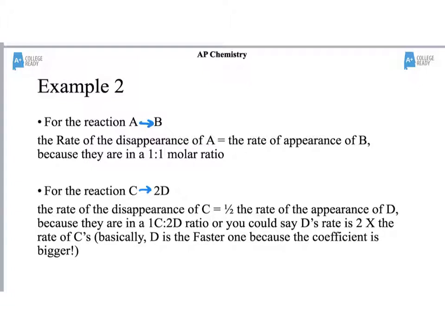So basically, D is the faster one. Why? Because its coefficient is the bigger one. So I like to do it that way. I like to look at the two and go, well, which one's faster? The one with the bigger coefficient. How much faster? Whatever its coefficient is, it's that much faster. Now, if they're in a 1-to-2 or a 1-to-3 or a 1-to-4 ratio, that's easy. When they're not in a 1 to whatever ratio, then you got to do a little bit of thinking. We'll get to one of those in a minute.